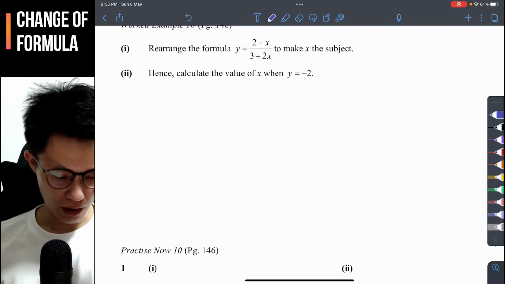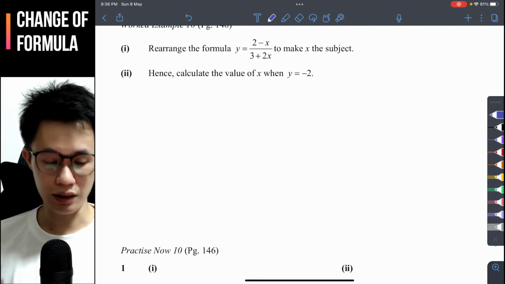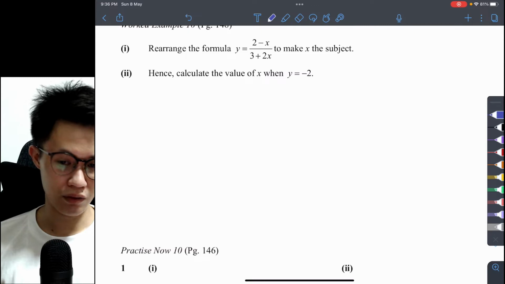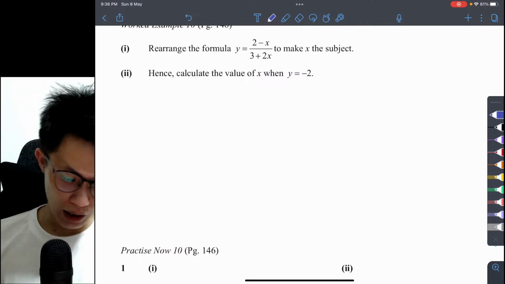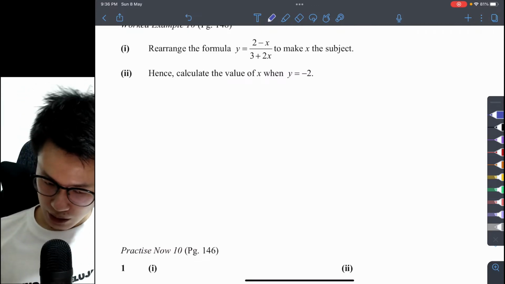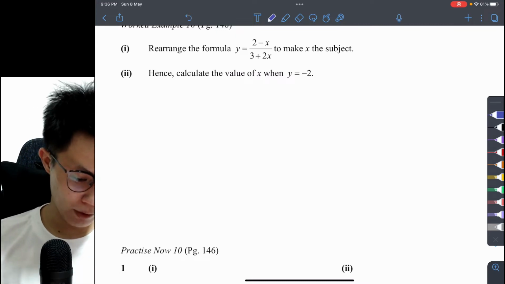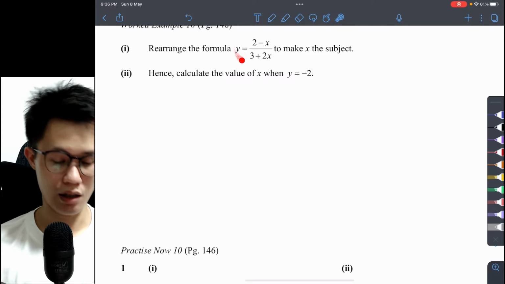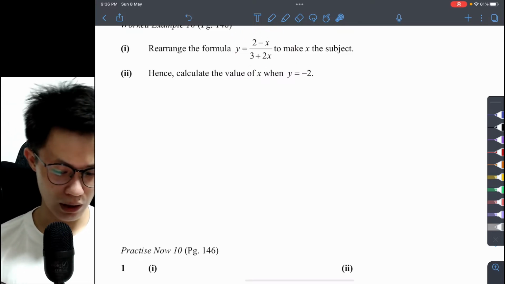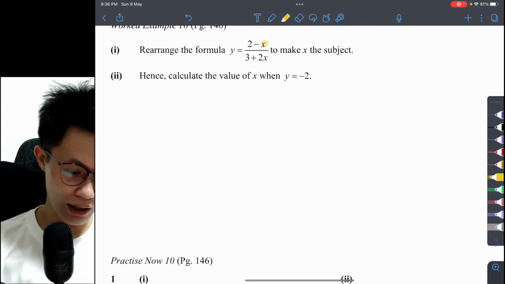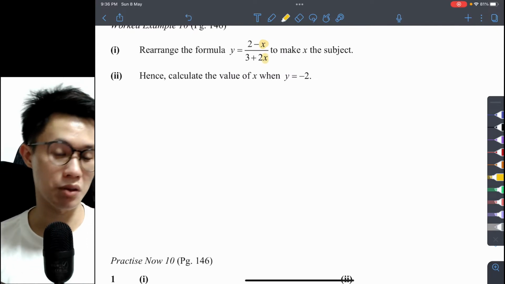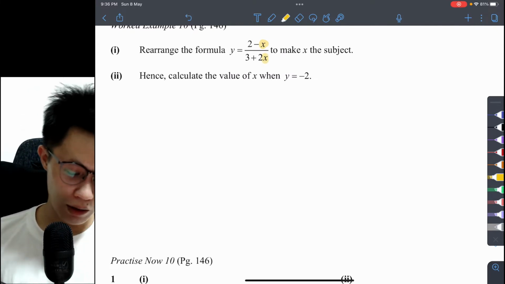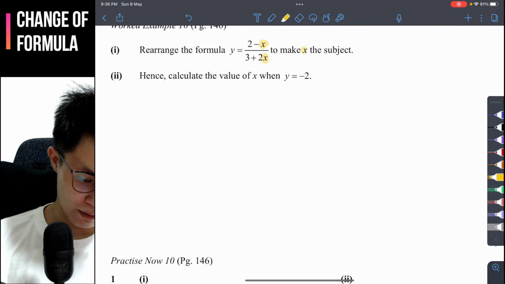On to another example where we have a little bit more complicated stuff. Earlier we saw a very simple one where we just switch the sign. In this case, the problem is that we have this formula, y equals 2 minus x divided by 3 plus 2x. The problem here is that x exists in both the numerator and denominator. And remember, we want to make x the subject, right?